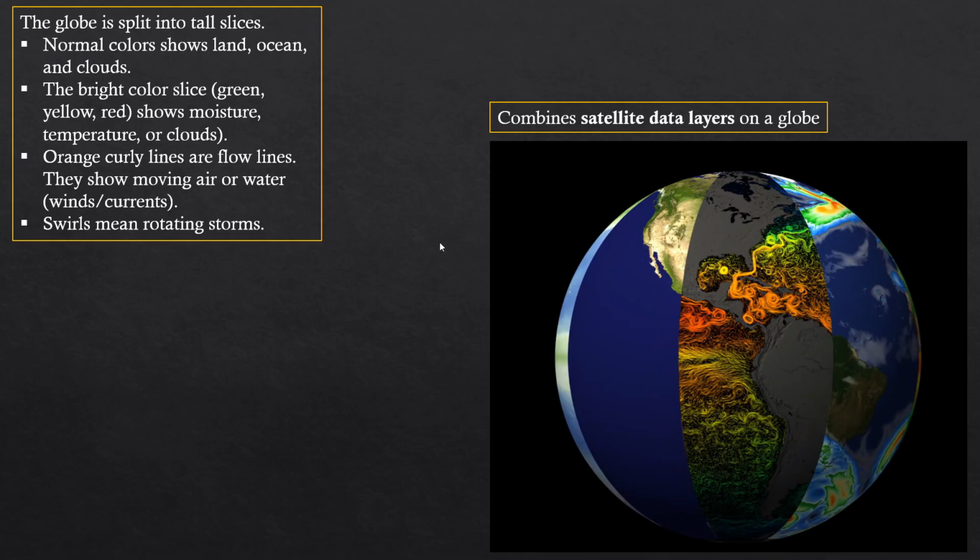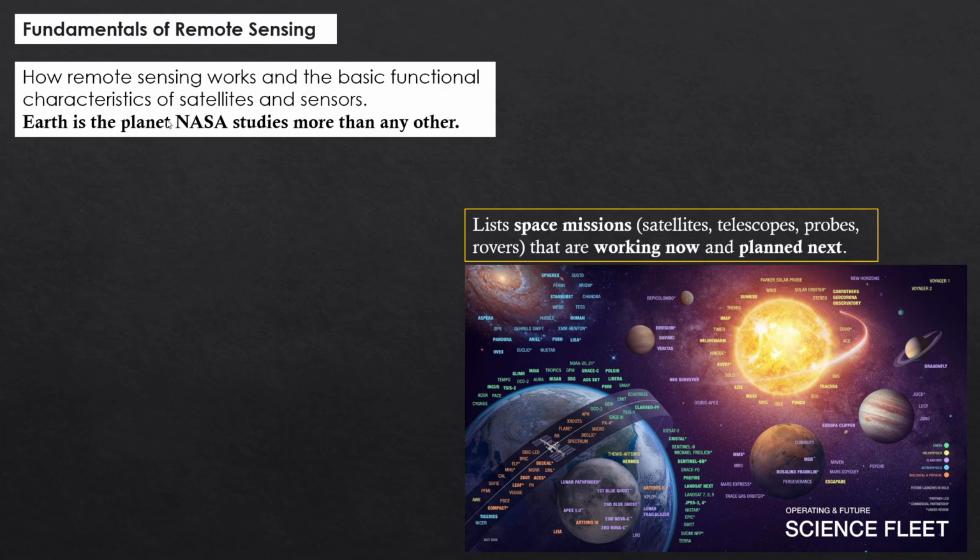In this course, firstly we start with remote sensing. What is remote sensing? Remote sensing is the basic information about the characteristics of satellites and sensors, in which we can use the satellite and sensor data to interpret worldwide data. Earth is the planet that NASA studies more than any other planet, because we live here. Most of the satellites are surrounding this Earth, and we study it more.